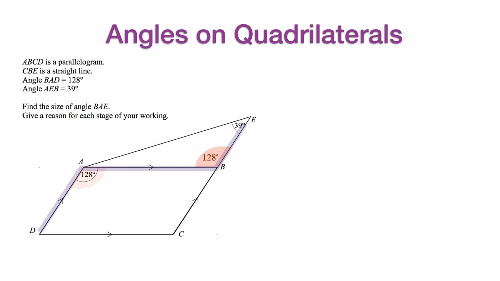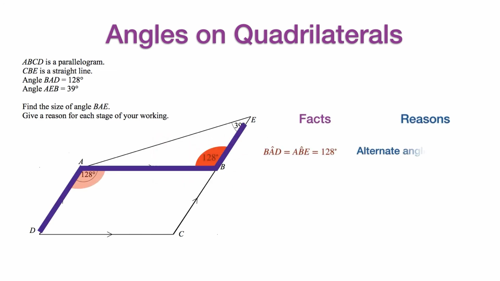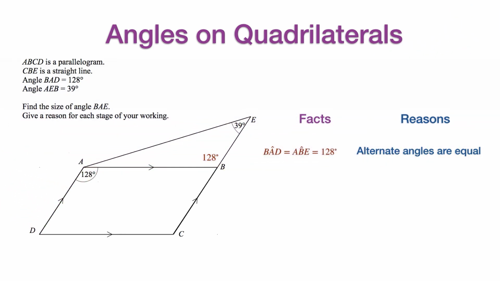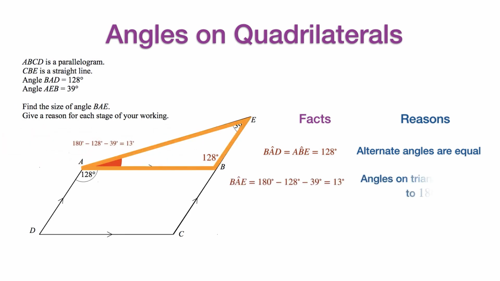On this occasion, the angle BAD and ABE are equal, as they are alternate angles. Therefore, angle ABE is the same as angle BAD, which is 128 degrees. Angles in triangle ABE add up to 180 degrees. Therefore, we can find the angle BAE by subtracting 128 and the given angle 39 from 180 degrees. This gives us 13 degrees.